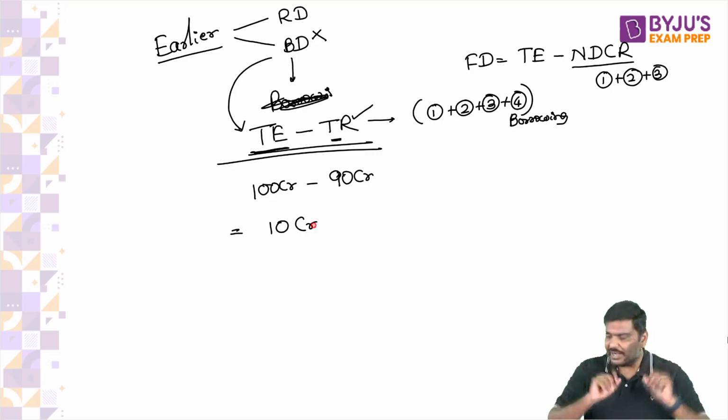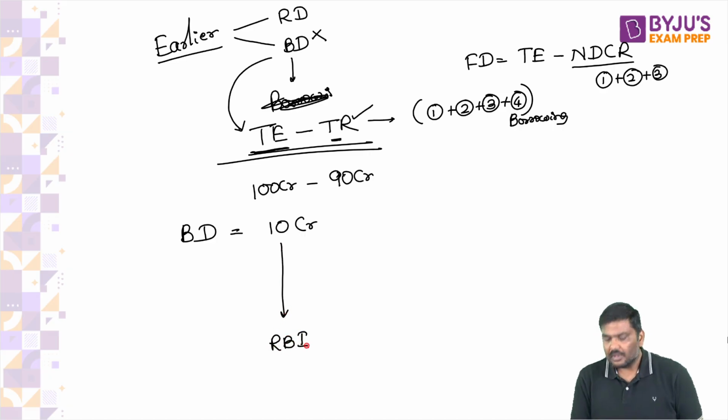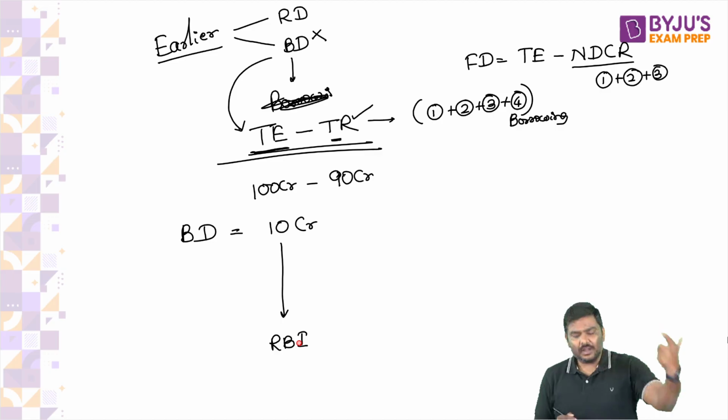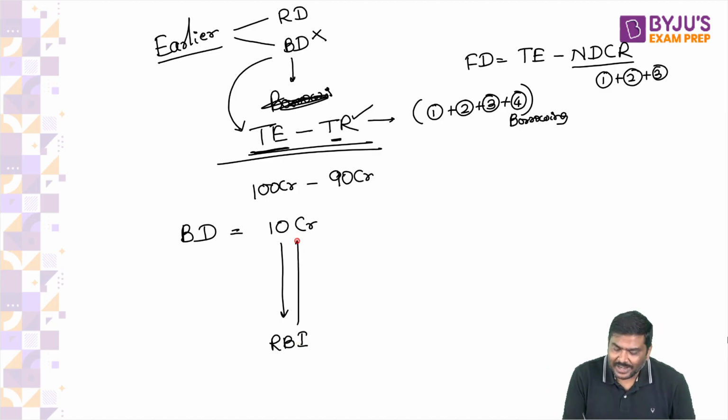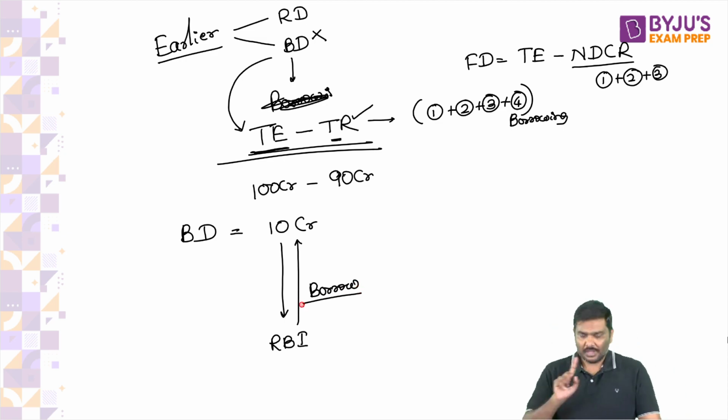So what did the government used to do? This is budget deficit. They used to go to Reserve Bank of India and borrow 10 crore rupees from Reserve Bank of India. Is it okay? I'll repeat it again.